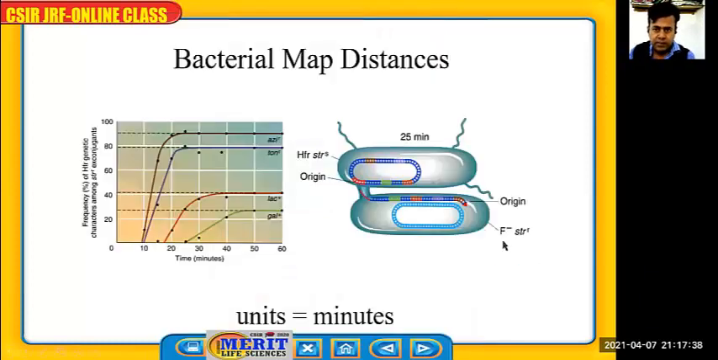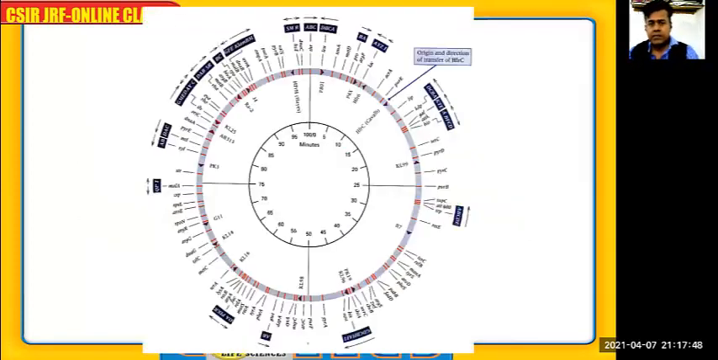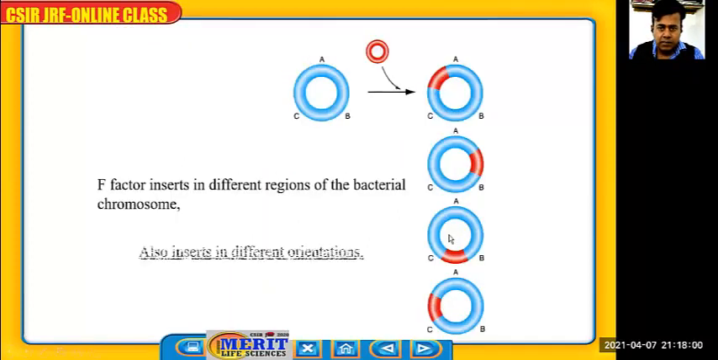Right? And then the map distance, and just now we discussed the unit, 1 minute is equal to 1 unit. So this is the 100 minutes E. coli complete map. You can see this is of how many minutes? 100 minutes. Okay.